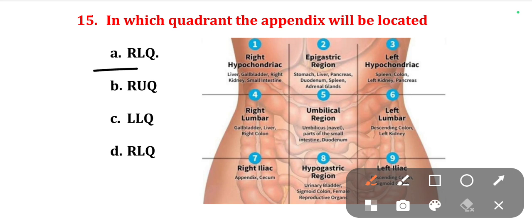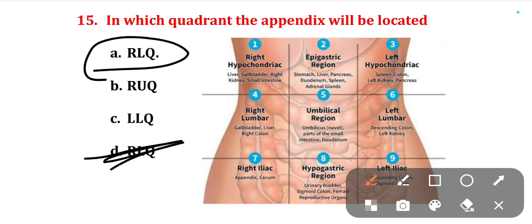So the right one is option A. So it is just a small mistake. The appendix will be located at the right lower quadrant. So here you can see the right iliac region. So here we can find the appendix.